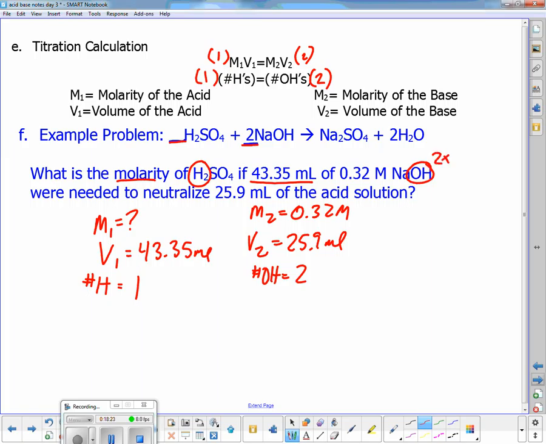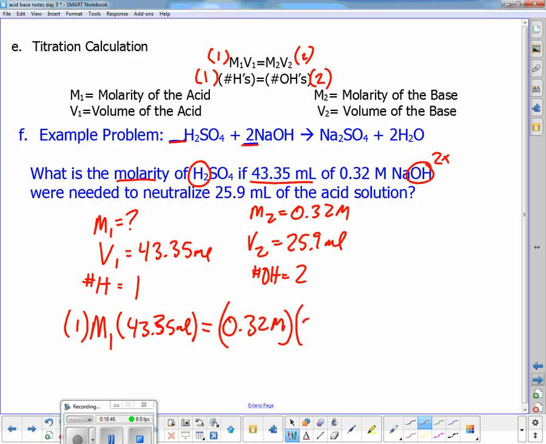Okay? So then I just go in and plug in. My molarity, I don't know. If I put a 1 in there, I could, but I don't have to, because it's just a 1. Times 43.35 milliliters, equals my molarity 2, 0.32 molar, times my volume 2, 25.9 milliliters, times 2, because I needed twice as much.